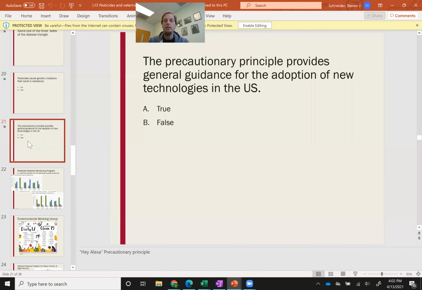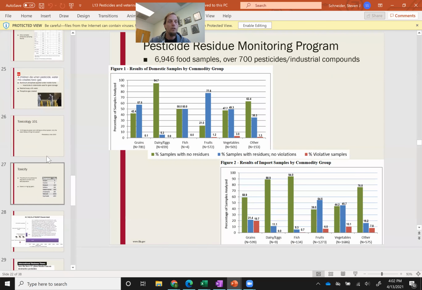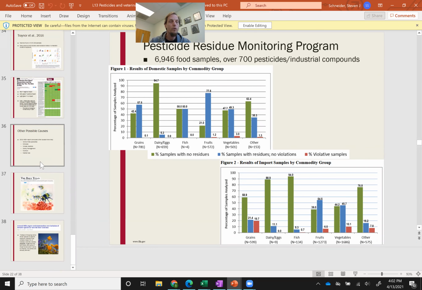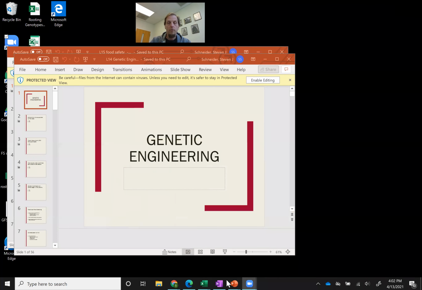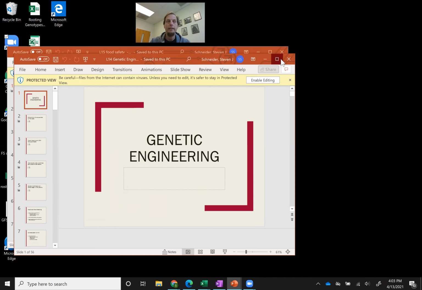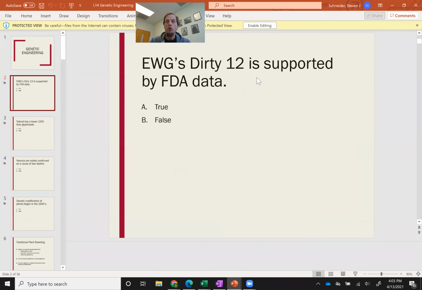Precautionary principle provides general guidance for the adoption of new technologies. True or false? This one, again, is not far from a quick Google. So let's go through, let's see if there are any others. I want to try to have a nice combination of thorough and quick because you don't have enough time. So, EWG's Dirty 12 supported by FDA data.